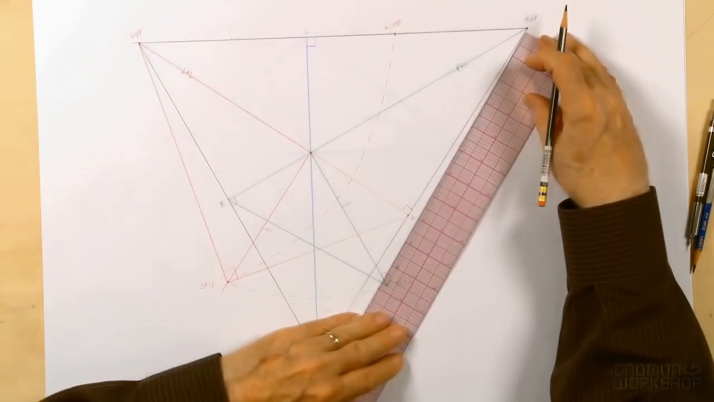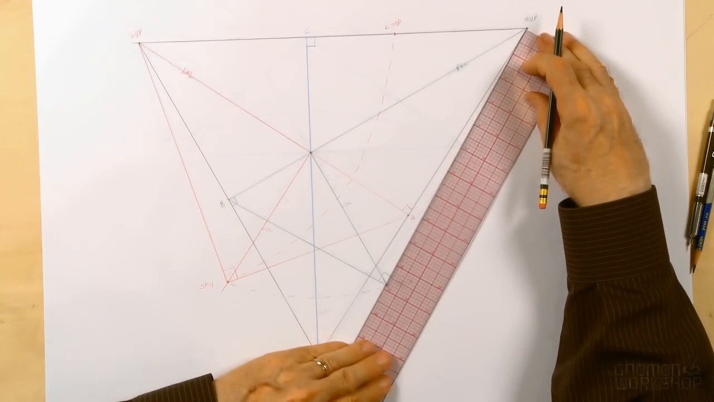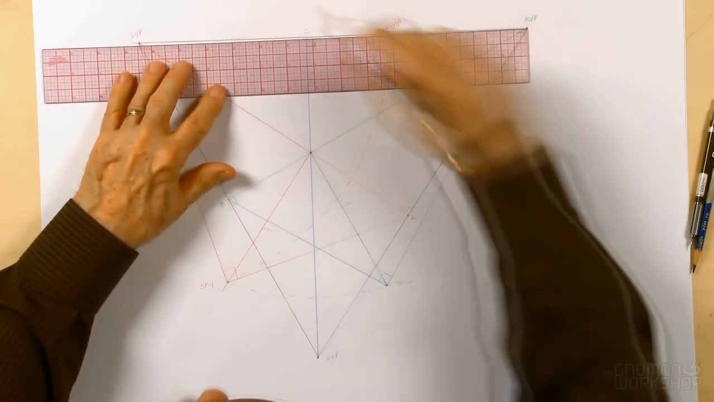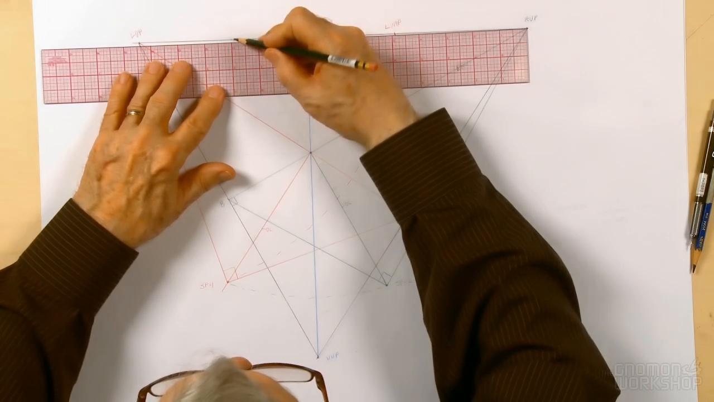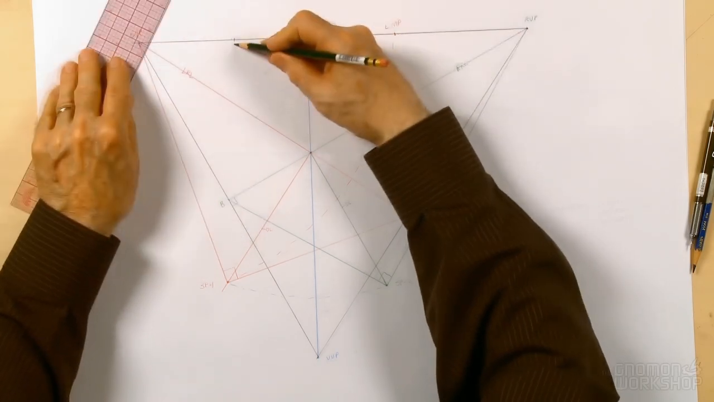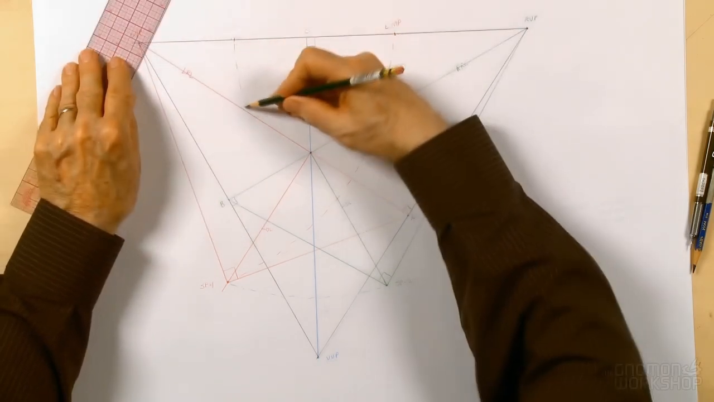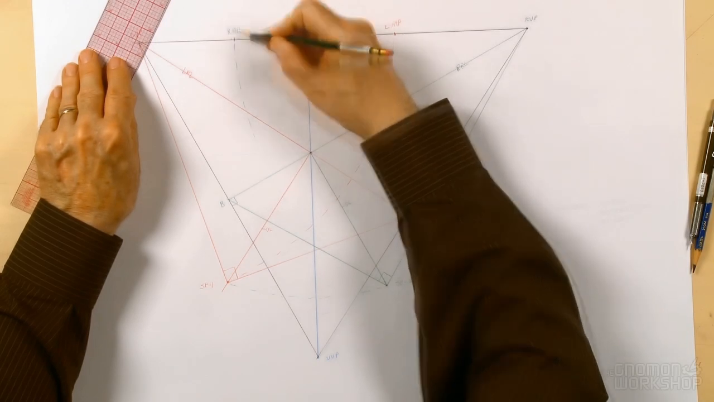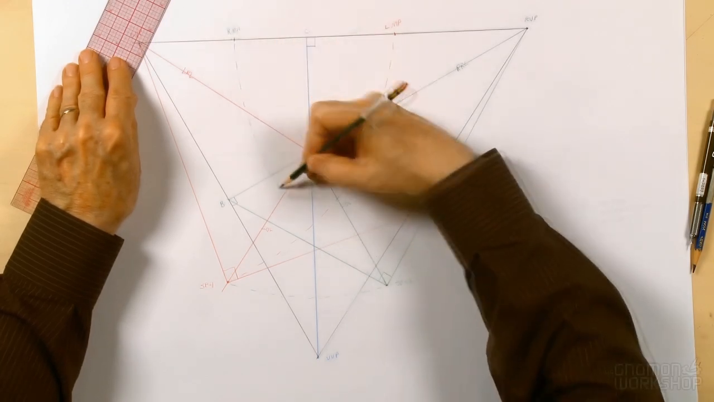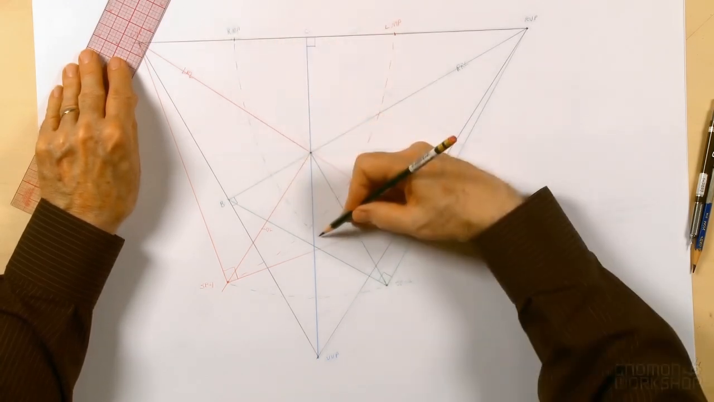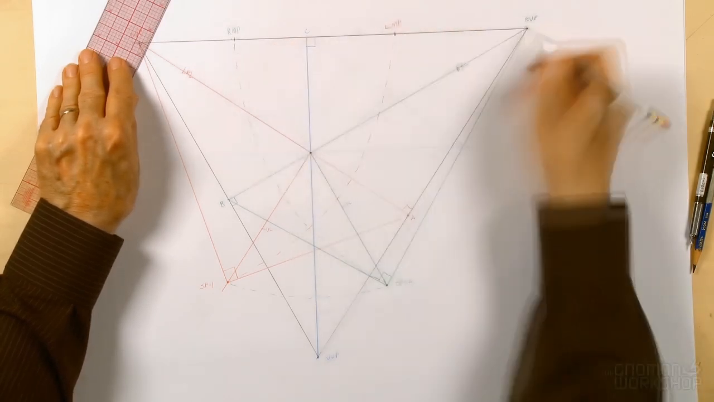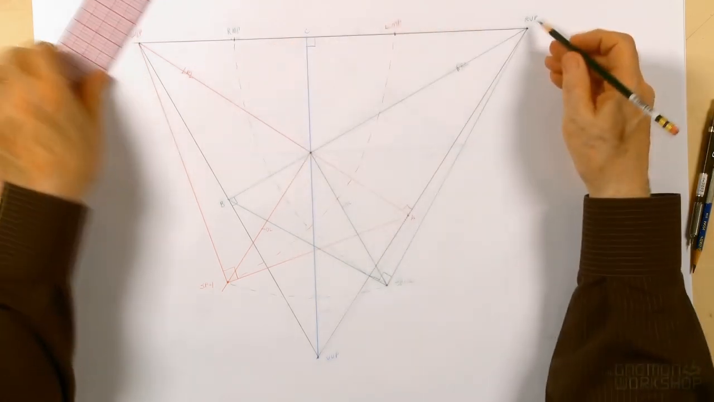Let me remeasure that again, make sure I got it right. Let's see, I got 10 7/8. 10 7/8 is right here. Okay, now this is a dashed line that again shows how I got the right measuring point. Again, a measuring point is a point on the horizon, the same distance from the vanishing point that the station point is from the vanishing point.